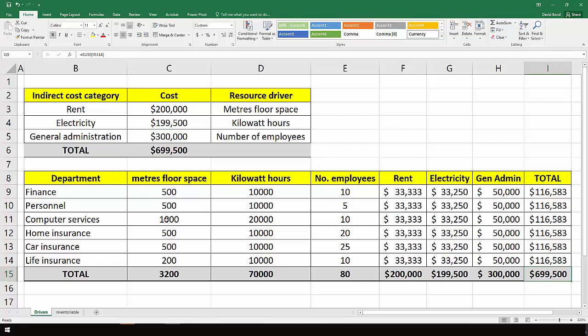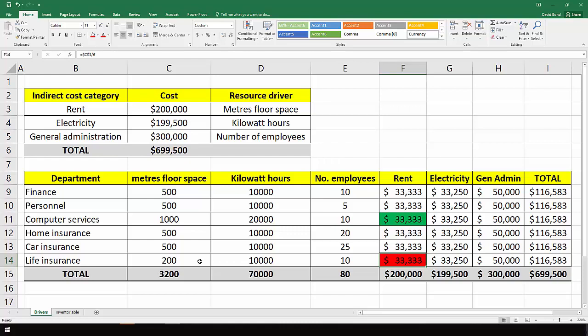So if we look at computer services, they've got 1,000 meters of floor space, which is double most and 5 times life insurance. So they've actually done pretty well with this rent charge. They're paying the same as everyone else, yet they're using double, if not substantially more. Life insurance have a reason to feel somewhat aggrieved because they're paying the same as everyone else, and yet they use substantially less floor space.